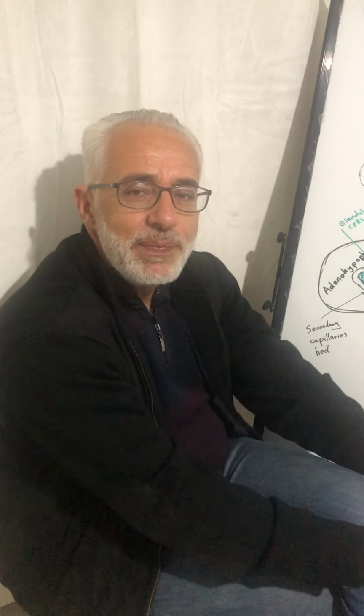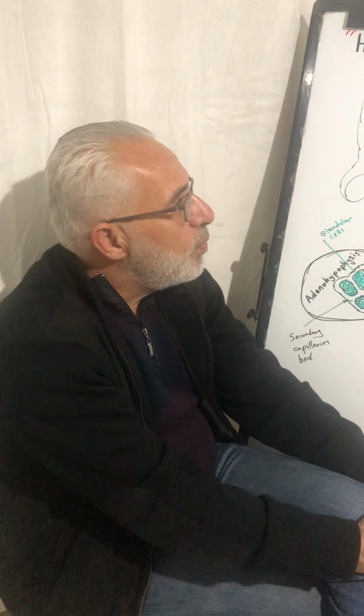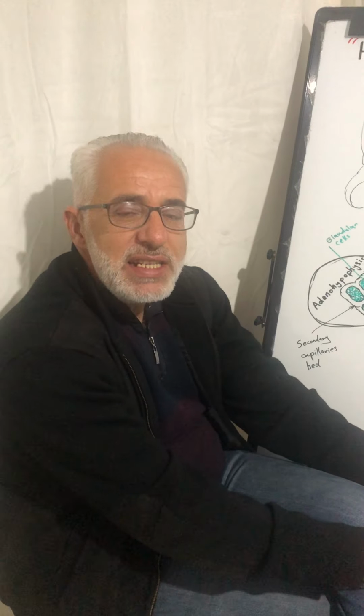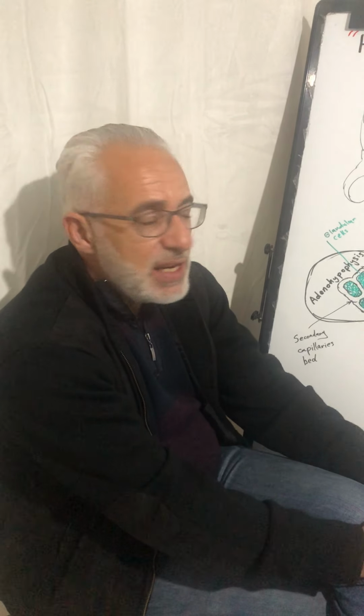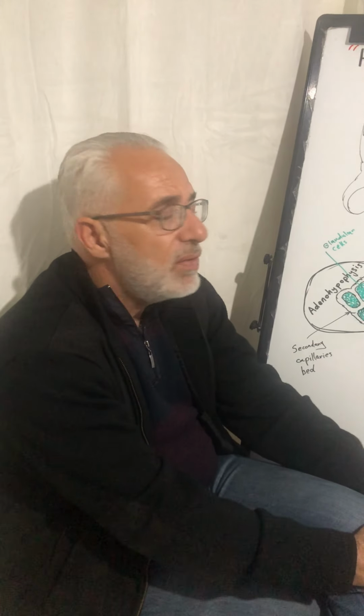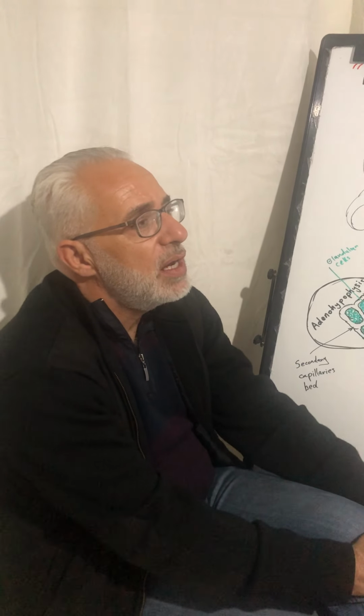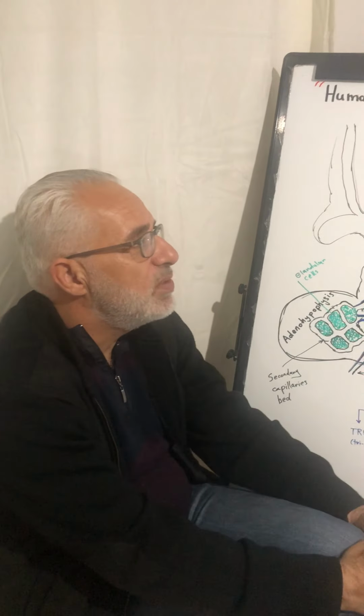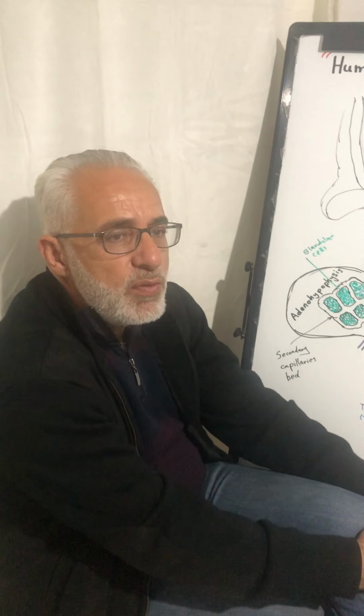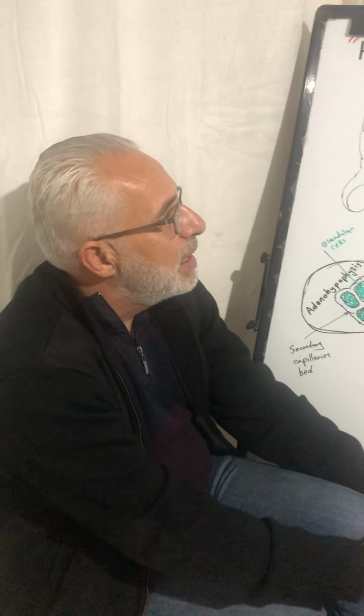Hello everybody. Today we will continue our lectures in endocrine physiology. Today we will talk about an important glandular structure, or neural glandular structure, which is the hypothalamic hypophyseal axis.